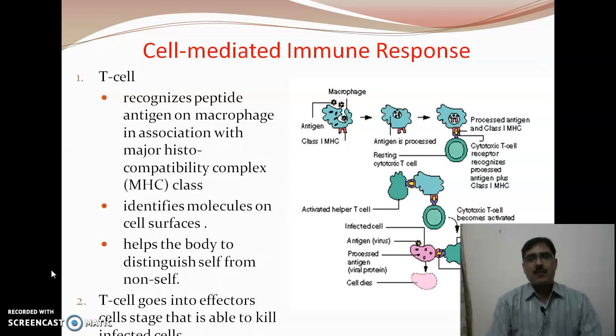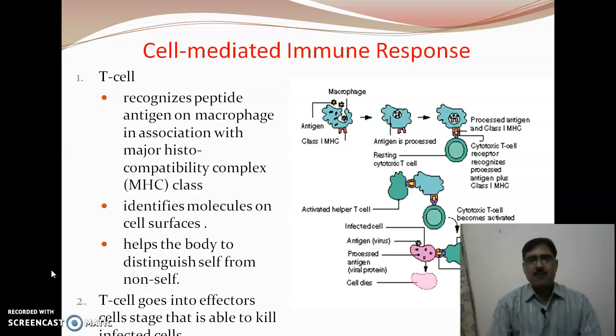The next type of response is the cell-mediated immune response. The cell-mediated immune response is controlled by the T cells or the T lymphocytes. It is also depicted through a diagram in this slide. First of all, the T cell recognizes the peptide antigen on the macrophages in association with the MHC class, or the major histocompatibility complex class.